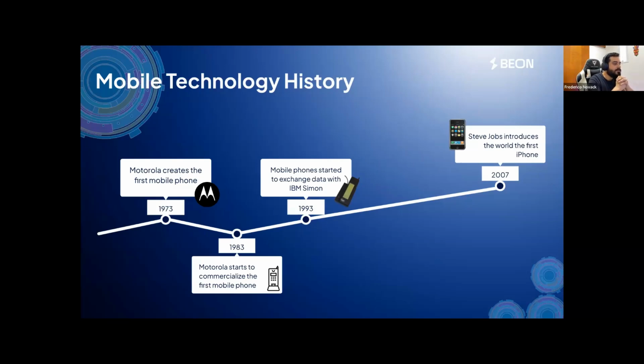It was only 10 years after Motorola presented the world with a first cell phone that Motorola started to commercialize it, to sell the first mobile phone. So we do have a gap over there of 10 years. And it was only 10 years later that mobile phones started to exchange data. That was achieved by the IBM Simon in 1993. It was also in 1993 that Japan presented the world the first phone that could take pictures.